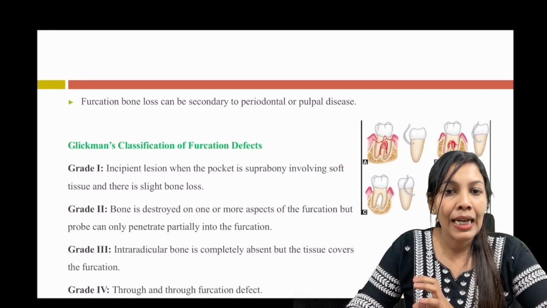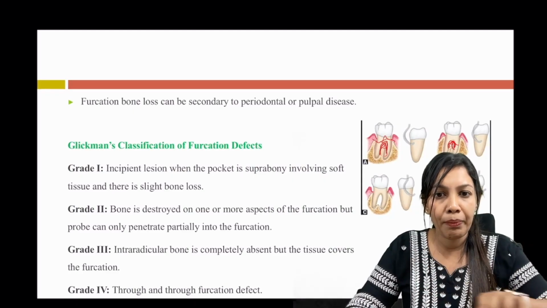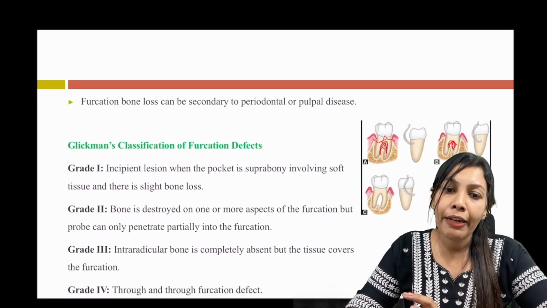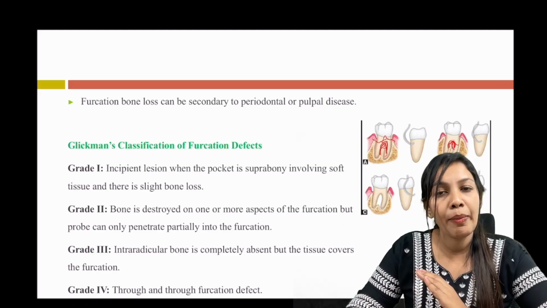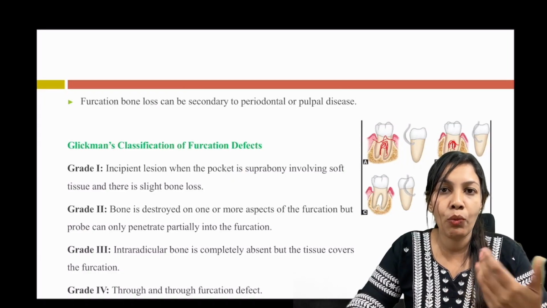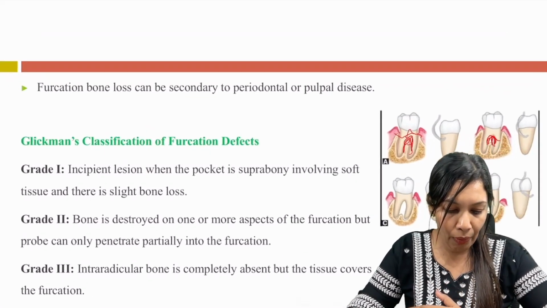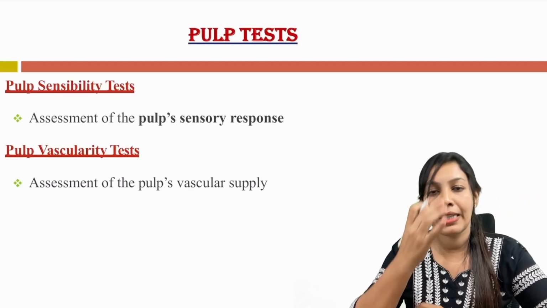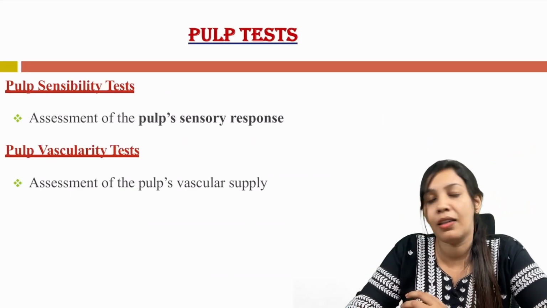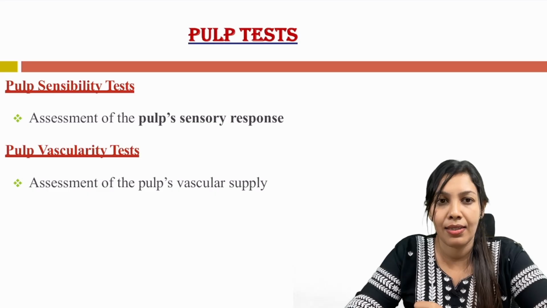Grade 3 is intraradicular bone loss. That means there will be complete bone loss in the particular area. And grade 4 is that there will be complete through-and-through loss, which means that the instrument can move from one furcation area to the second furcation area. So this is a very important classification, Glickman's classification for the furcation involvement and the periodontal status assessment.